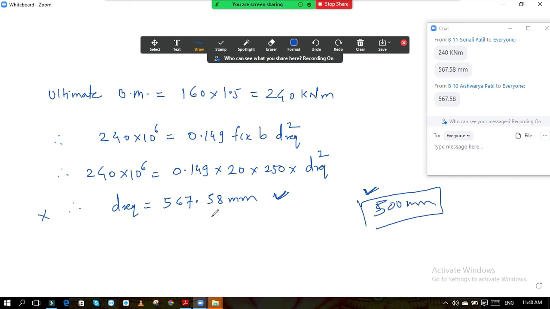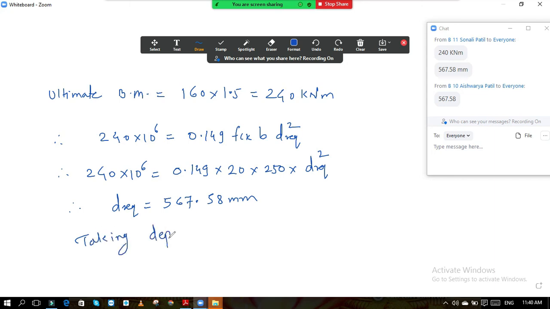I hope now you are clear with this point. Okay. So here what I will do, instead of providing this whole depth, because we are designing the doubly reinforced section, we are having the depth restriction. So here I will write: taking the depth restriction of 500 mm.